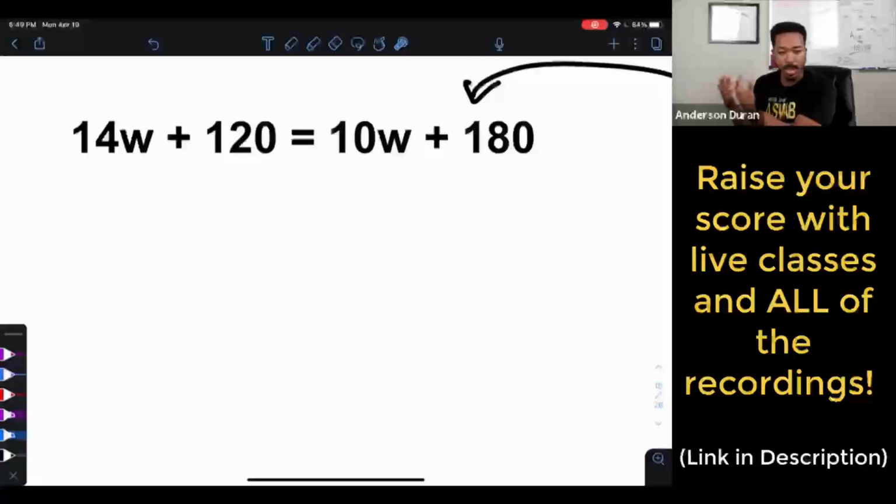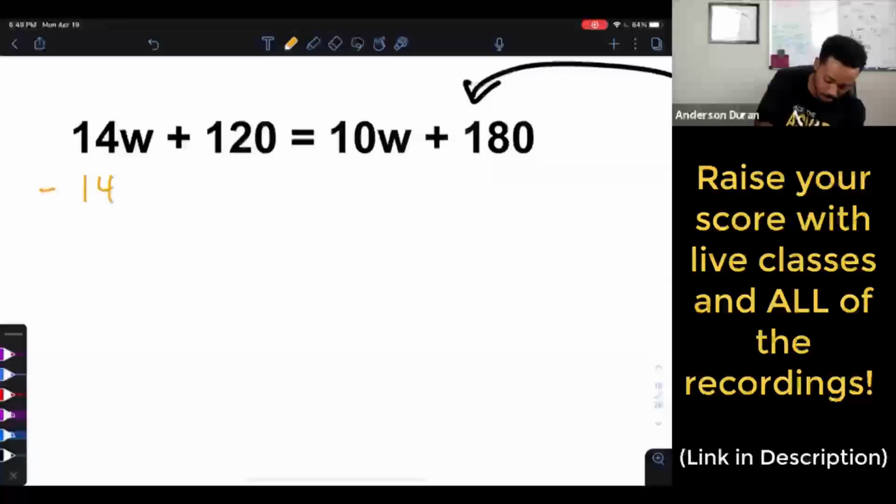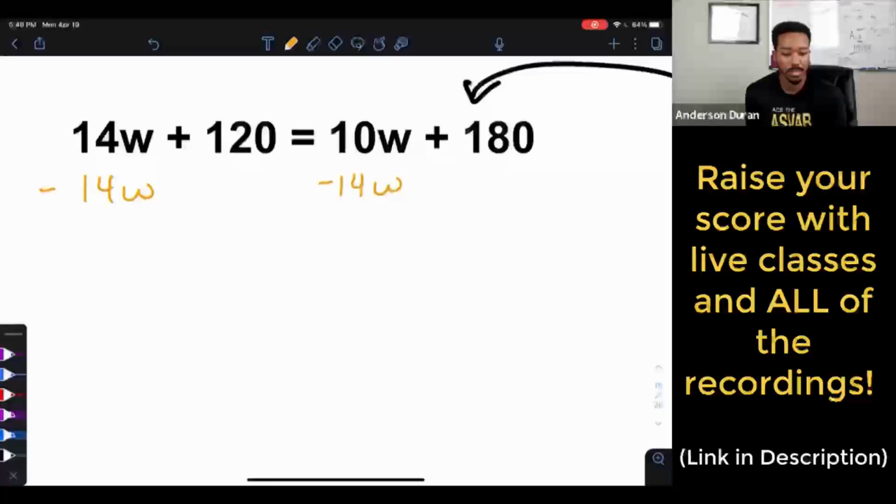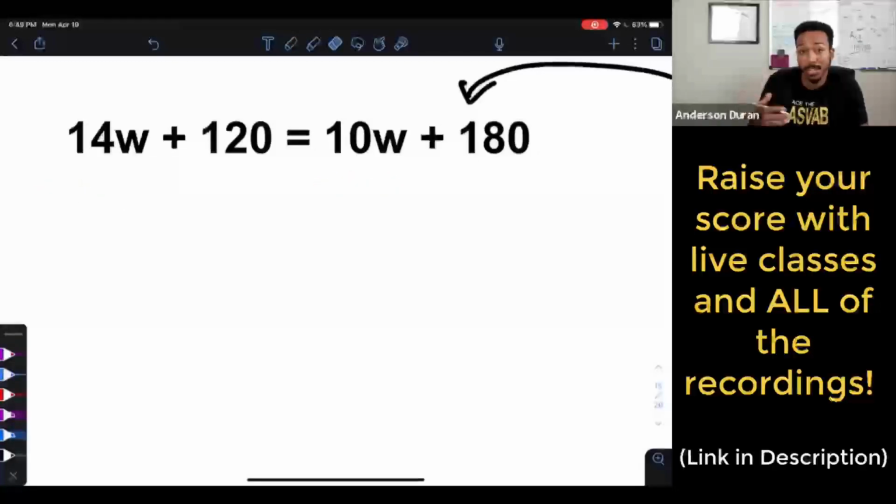Quick question before I continue here. Is it legal? Is it mathematically appropriate? Is it okay if I start off by subtracting 14W instead of subtracting 10W? It is okay. Yes, it is. Is it wise to do that though? Nah, it's not. It's not really the smartest thing to do because it's going to give you a negative, and then you've got to deal with negatives. We don't want that. We want to keep it positive if we have anything to say about it.